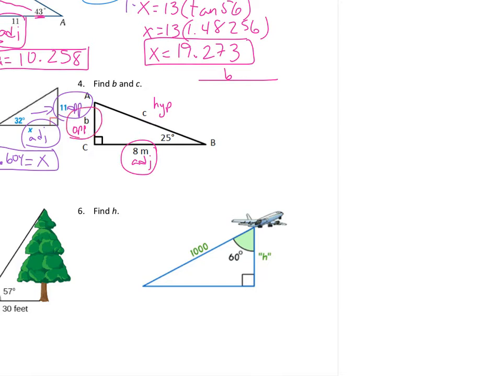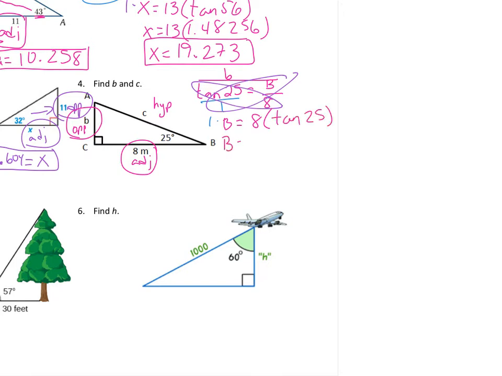And since we're solving for b, we need to use the b. So we have opposite and adjacent. So we have tangent again, which by now you should be pretty good at this one. So tangent of our degree equals the opposite over adjacent. And then we can cross multiply by putting it over 1 and then cross multiplying our pieces. So we have 1 times b on the left equals our 8 times the tangent of 25.